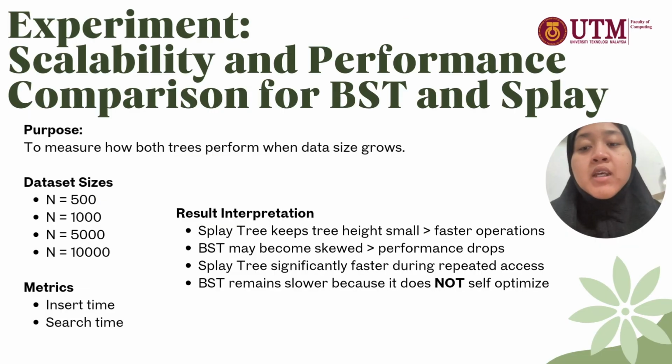Okay, now let's look at the experiment design. So the purpose was to measure how both trees perform when the data size grows. So we tested 4 distinct data set sizes, n, which is 500, 1000, 5000, and 10,000 records. We measured the insert time and the search time metric in microseconds. So our hypothesis was that the splay tree would keep the effective access path shorter, resulting in faster operations. The BST might become skewed and drop in performance.